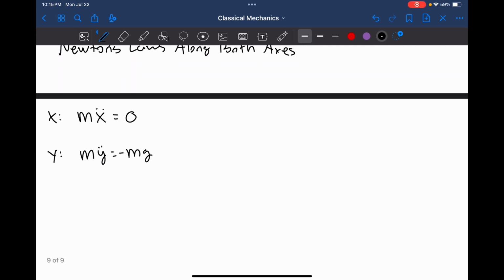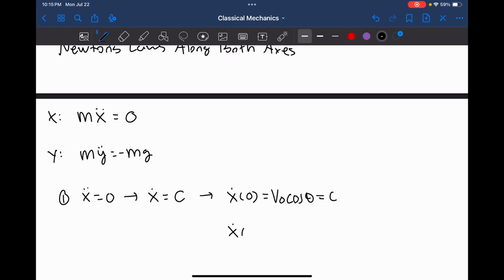So now we can solve both of these equations and plug in our initial conditions to determine x as a function of time and y as a function of time. So solving the first equation, we can divide both sides by m, and then we have x double dot is equal to 0. But we can integrate both sides, and we get x dot is going to be equal to a constant of integration c. Plugging in our initial conditions, we get x dot at 0, remember this is the initial velocity, it's going to be v0 cosine of theta, which is equal to c. So there we have that x dot as a function of time is just v0 cosine of theta.